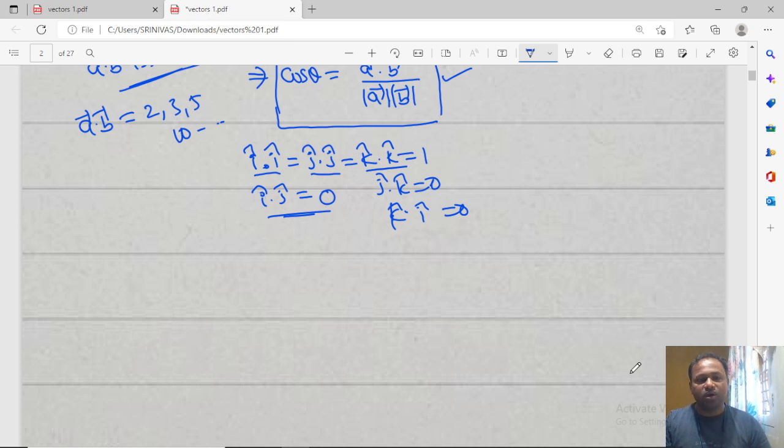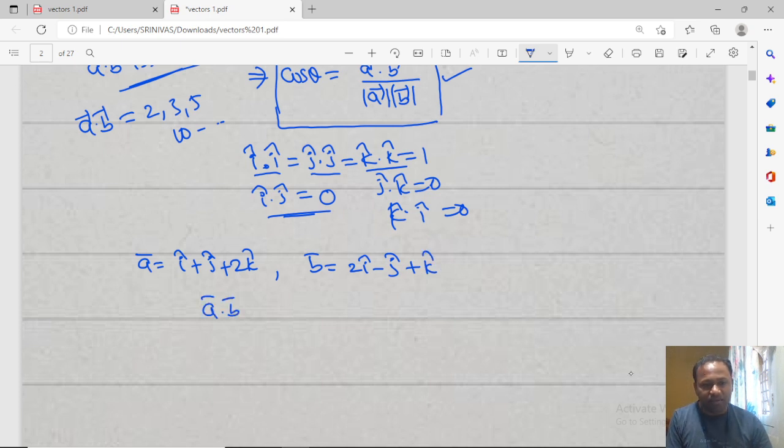After that we will move on to problems. Suppose A bar is equal to I plus J plus 2K, and B bar is equal to 2I minus J plus K. Then what about A bar dot B bar?